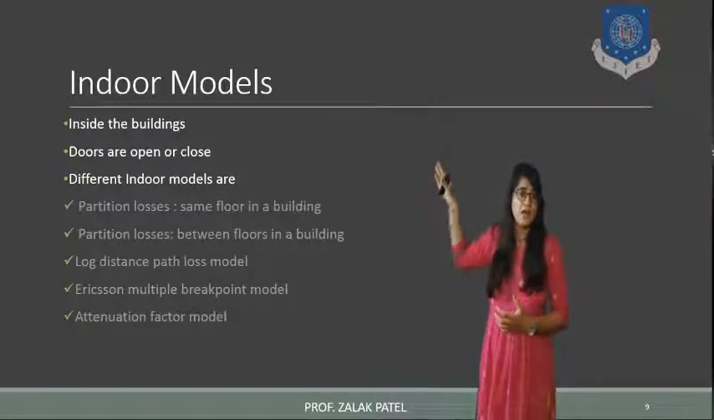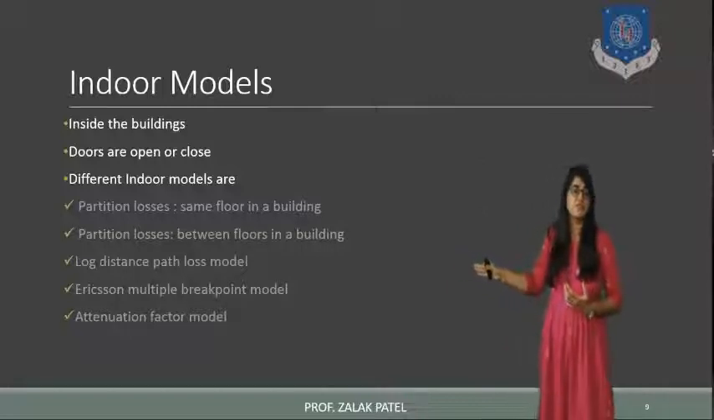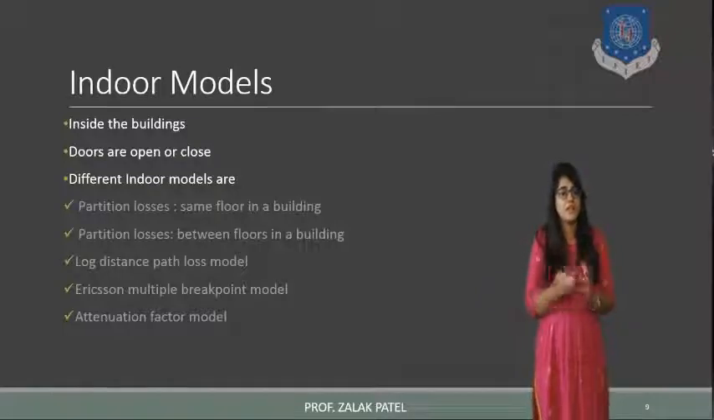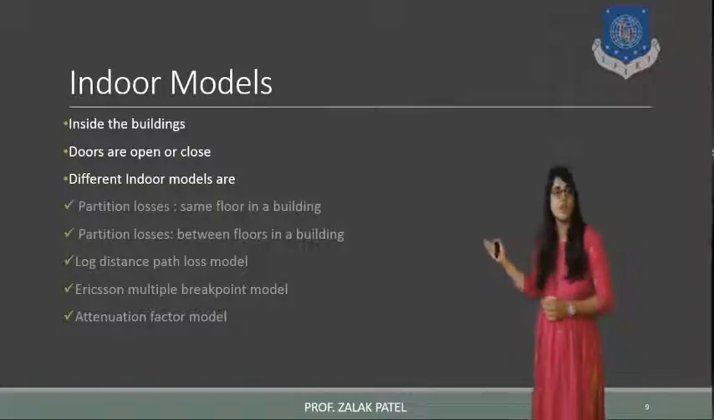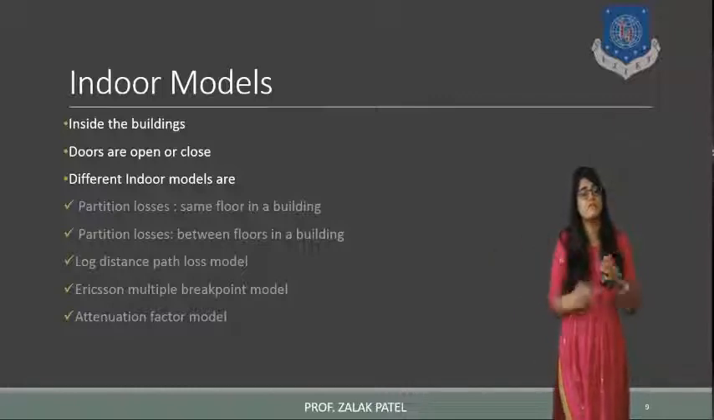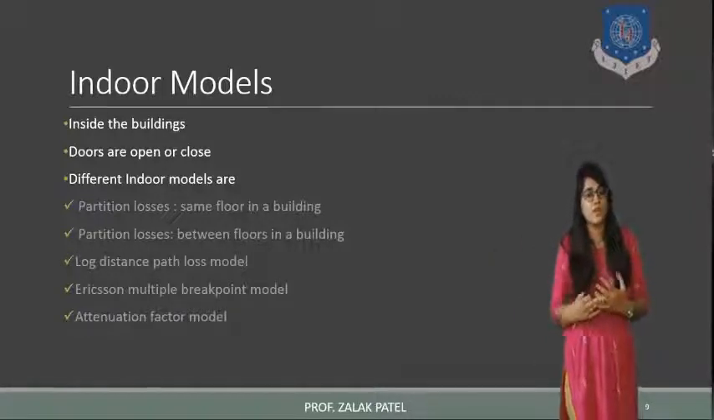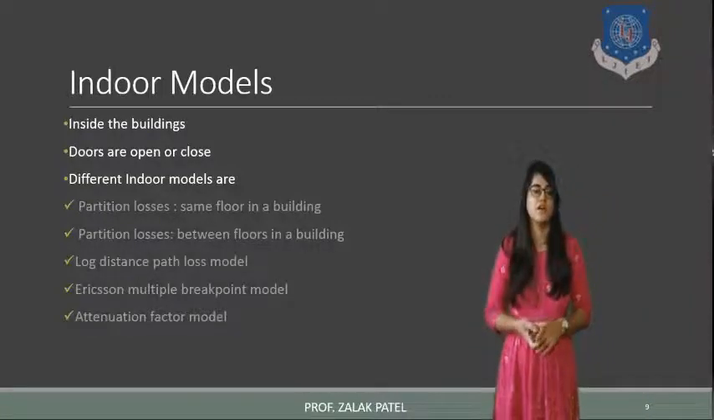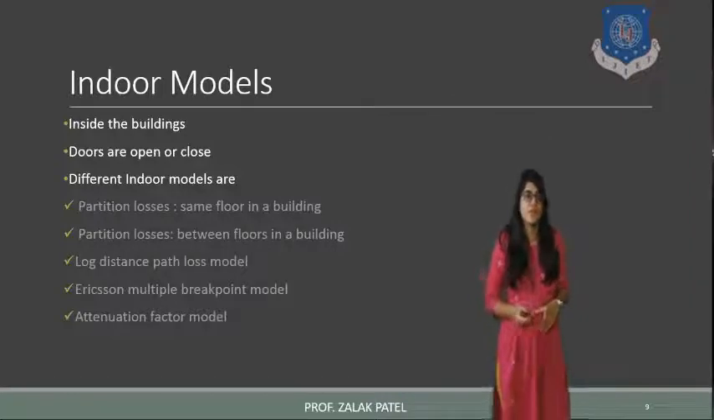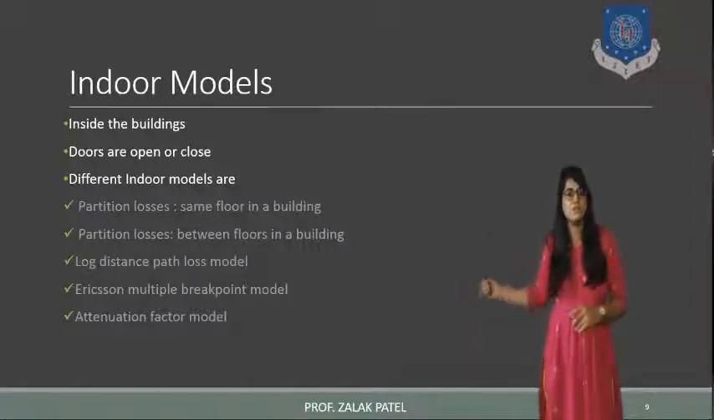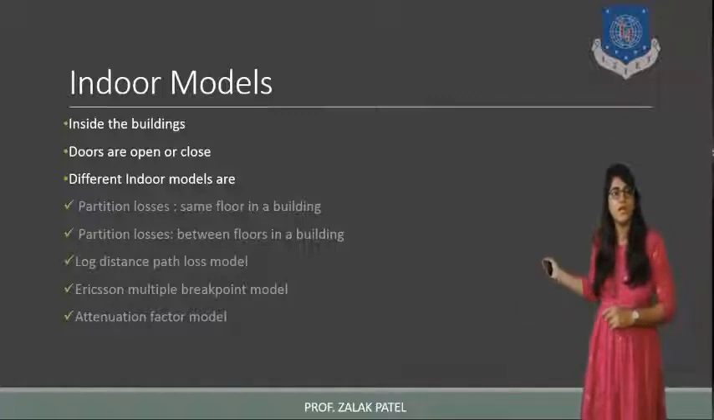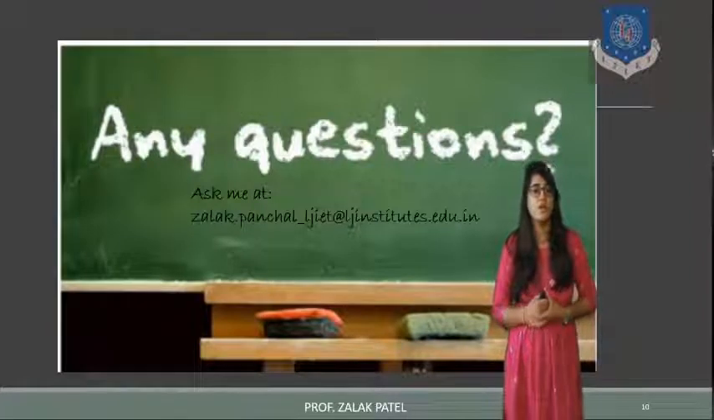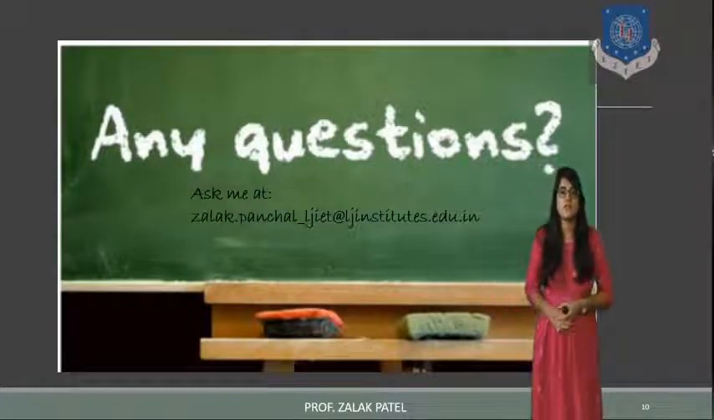So here are some model names that we will use for indoor purposes. The first one is partition losses on the same floor in a building. Partition losses on different floors of a building means whenever there are more floors in a building, we have to consider the vertical structure, and here you have to calculate the losses between the floors. Next are the log distance path loss model, Ericsson multiple breakpoint model, and attenuation factor model. These are the list of models for the indoor models. We will discuss them in the next session.